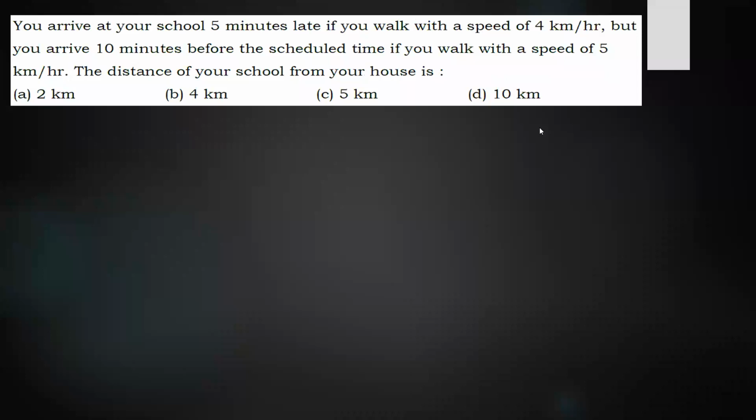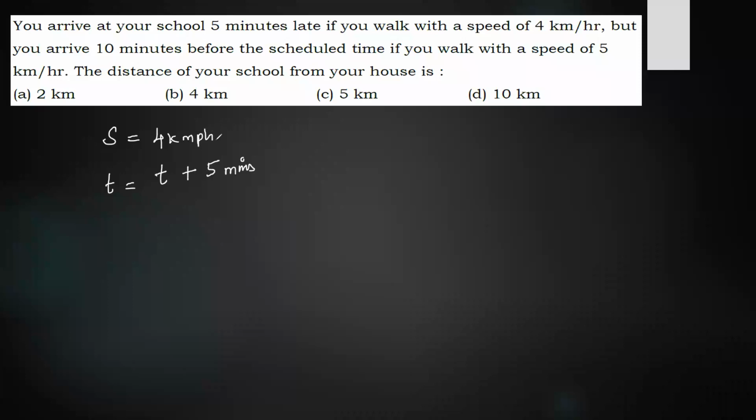Question number 5. Read the question carefully. You arrive at your school 5 minutes late. If you walk with a speed of 4 km/h, so your speed is 4 km/h, you will be late, right? Consider the normal time as t. We don't know the exact time, right? Take the normal time as t. 5 minutes late, so plus 5 minutes.